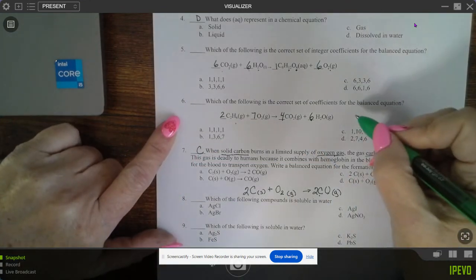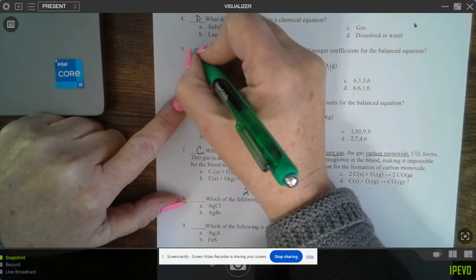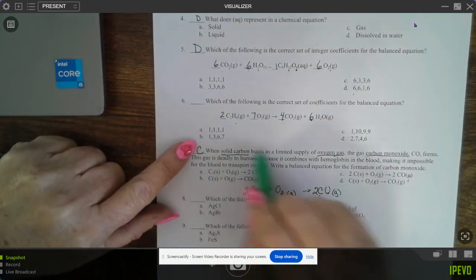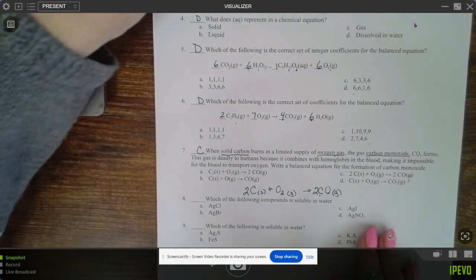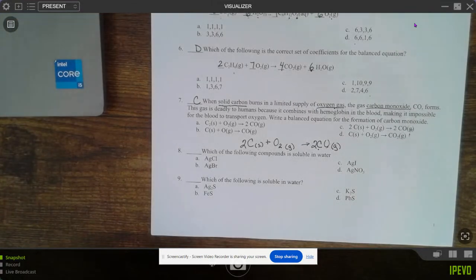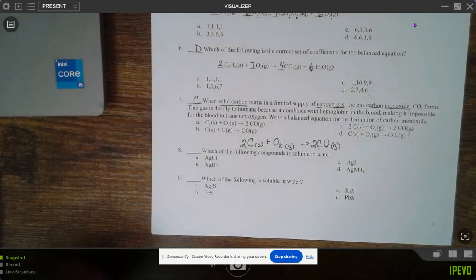Oh shoot, I didn't circle the answers up here. 6616, so that should be D, and 2746, D. Okay. Which of the following are soluble in water? Uh-oh, did I bring my solubility chart?